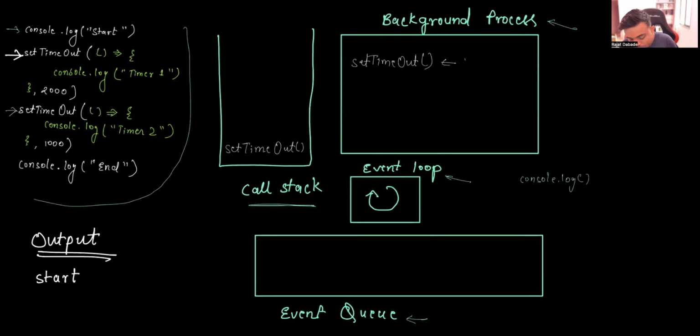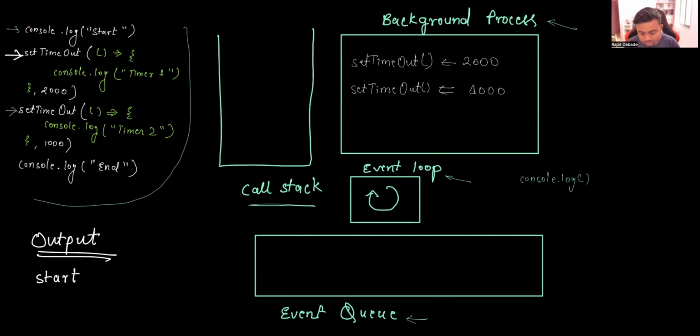So this setTimeout will be for 2 seconds, right? And this setTimeout, and again, the call stack will know that this is asynchronous code, and I have to move this code from the call stack to the background process to get it executed. So again, this code will be moving from here to here, and this one will be executing for 1 second, right? 1 second or 1000 milliseconds, right?